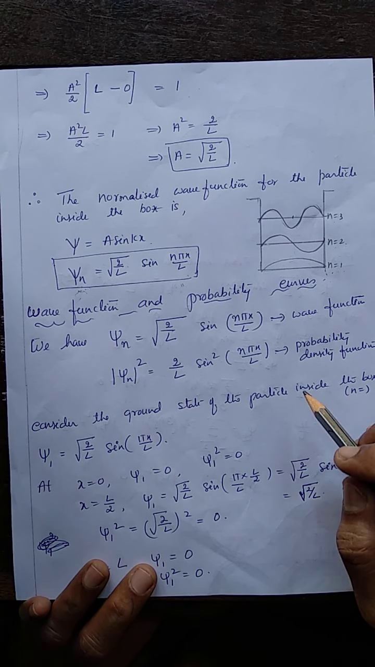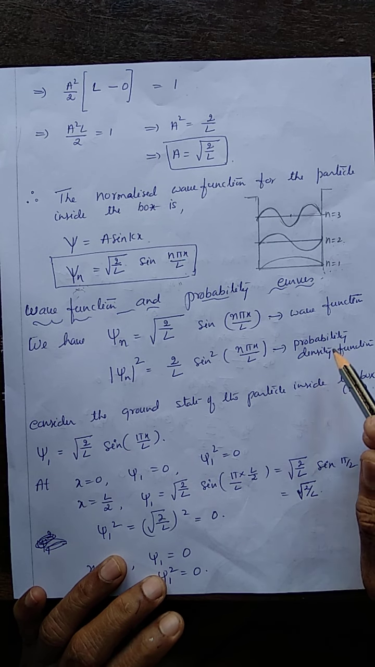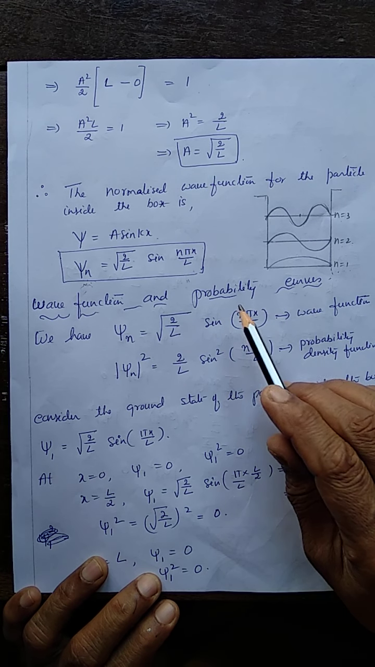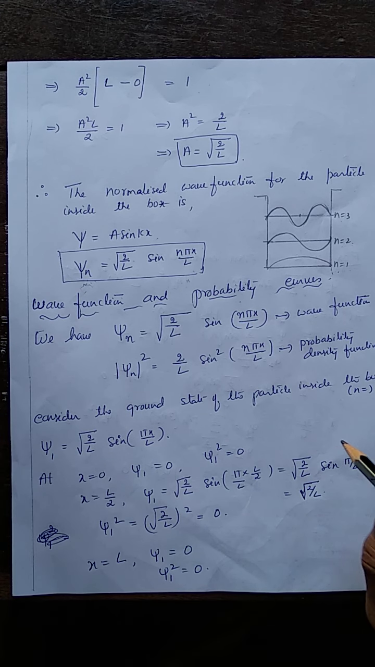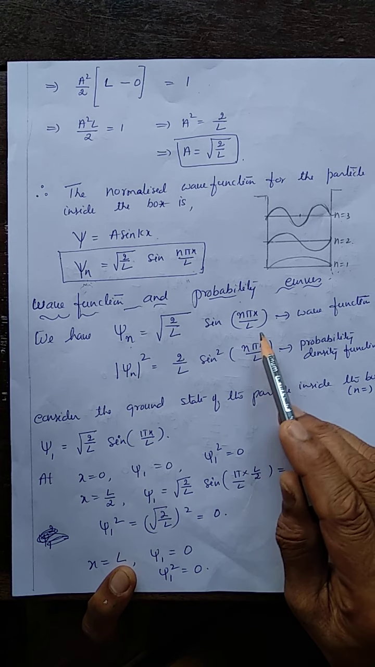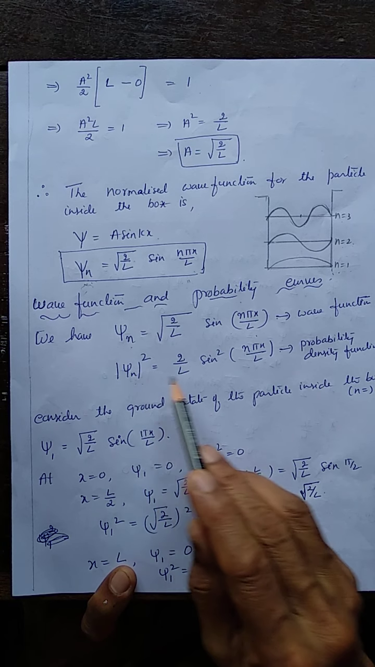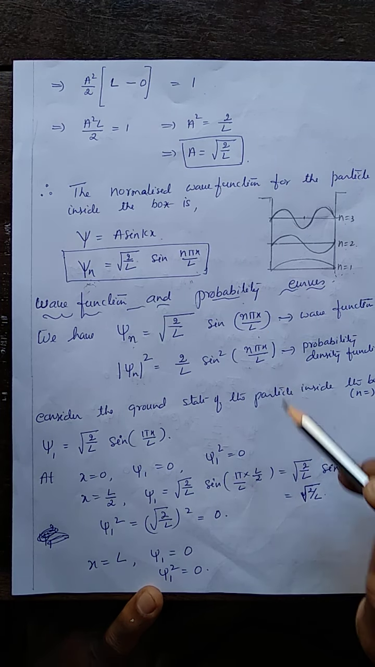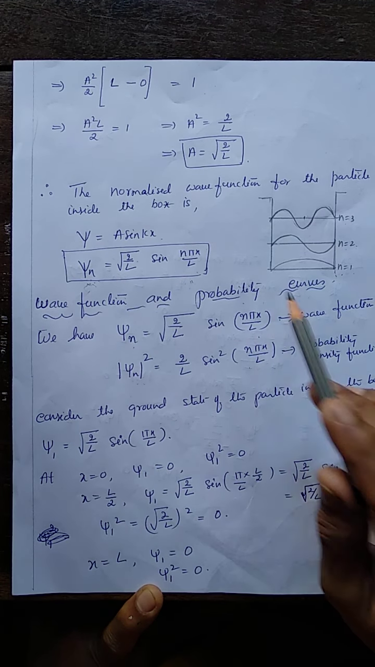Now let us find out the wave function and probability curves, the curves corresponding to different wave functions and the curves corresponding to the probability density. For this, let us consider the expression psi n given by this, and the probability density function mod psi n square given by this. Using these expressions, let us plot the curves corresponding to the wave function as well as the probability density.